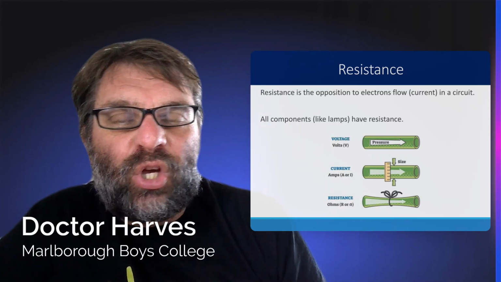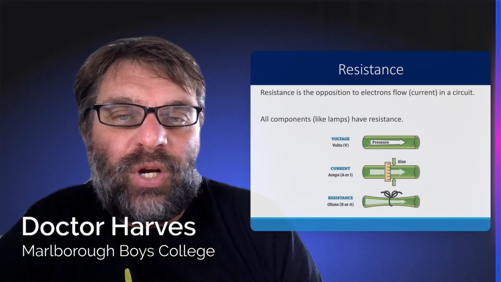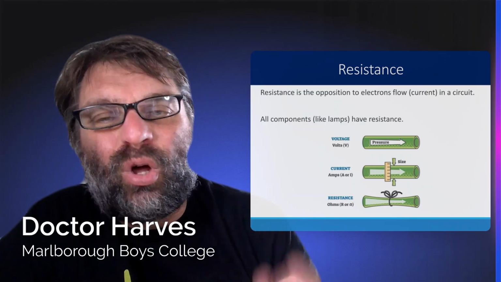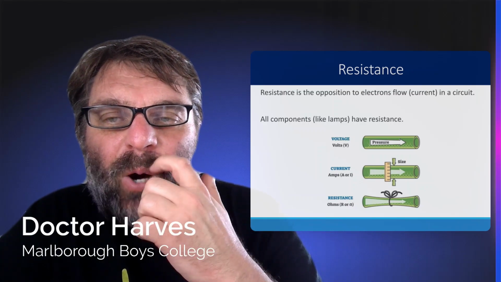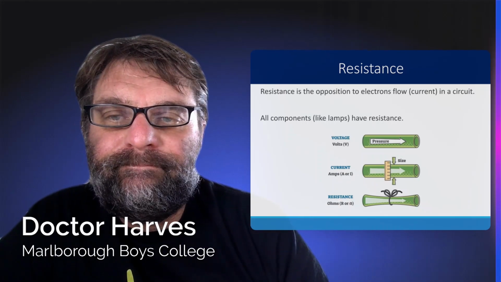a resistance. Okay, so using the analogy of water, voltage is seen as the water pressure, current's the flow of the water, and resistance is kind of like blockages in the pipe which impede the current flow.